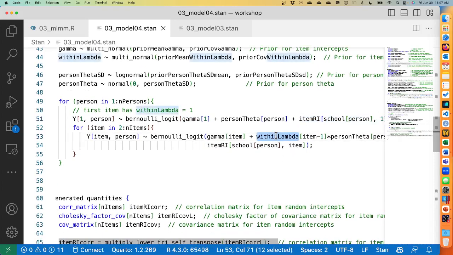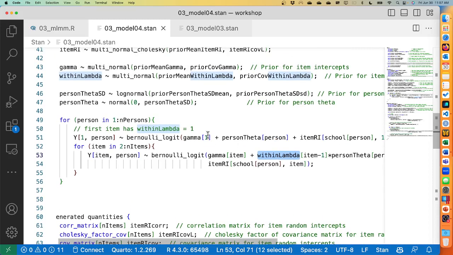And finally, because the index for within lambda starts at 1, I have to subtract 1 from the item, because this loop starts at 2. So when we look at our output, the very first within lambda refers to item 2, not item 1. It's just one item removed, so 1 through 9. Similar to before, now we have our standard deviation of theta back. This is the same code as model 2 for the standard deviation of theta and the prior for it as well.